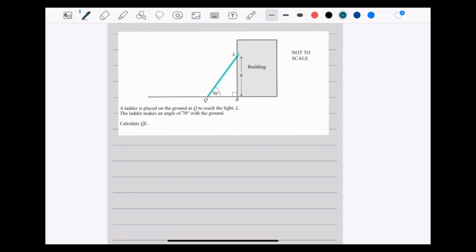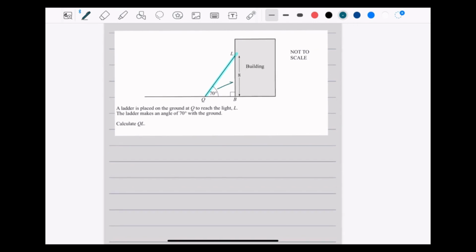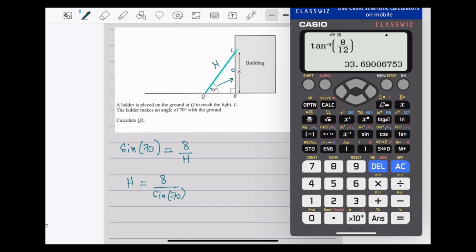So what you do is you have opposite with respect to the angle, and you have hypotenuse already. So we apply sine of 70 is opposite, which is 8 over h. H is going to be 8 over sine of 70. So h is going to be 8.5.